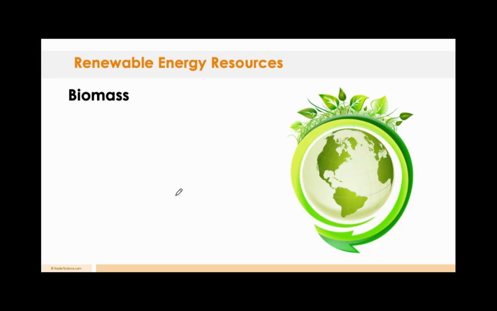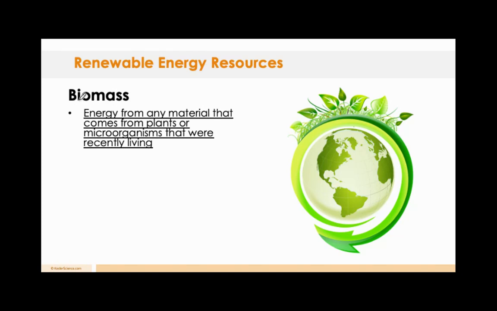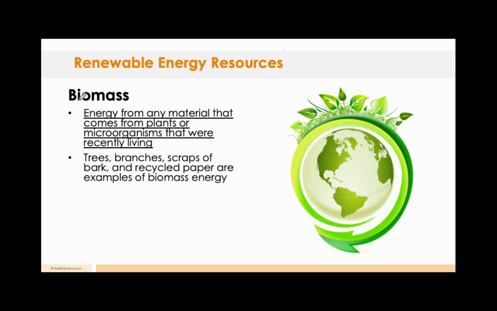Now, biomass. This will be the first one that we're going to look at. Energy comes from any material that comes from plants or microorganisms that were recently living. Trees, branches, scraps of bark, and recycled paper are examples of biomass energy. Many of you around here, including myself, use firewood collected from the mountains in order to heat our homes. That is considered biomass. That is a renewable resource. The trees grow back. We're actually using dead trees to begin with because living trees don't burn as well.